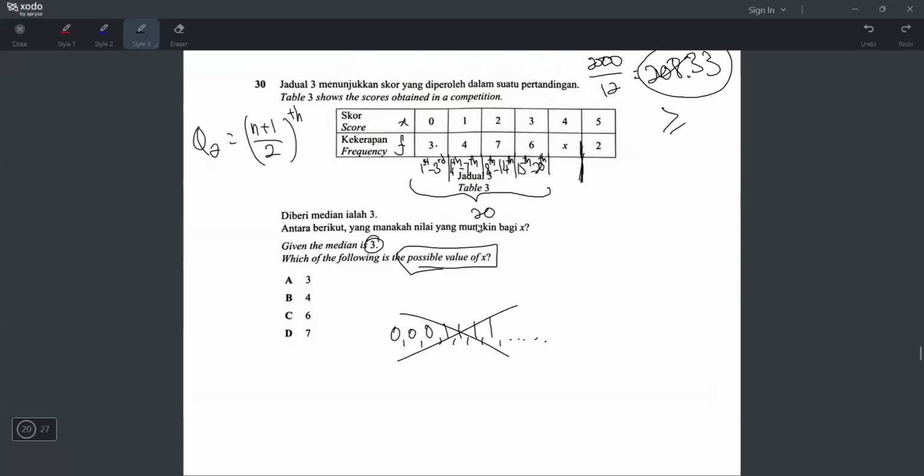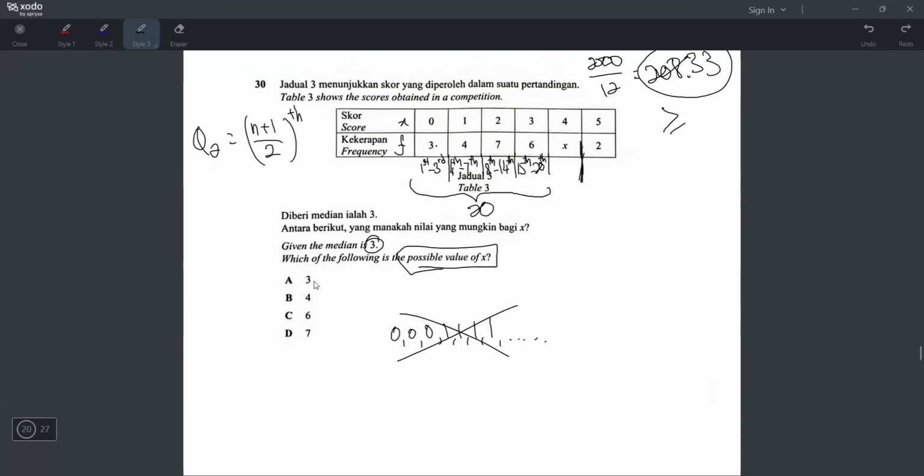For this type of question, I recommend you straight away tengok jawapan ABCD and do it, because this is paper 1. So you don't have to find out the answer yourself. You can actually look at the answer and try to, how to say, test with the number. Macam tu.